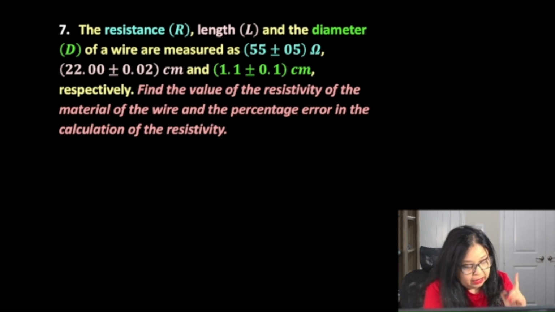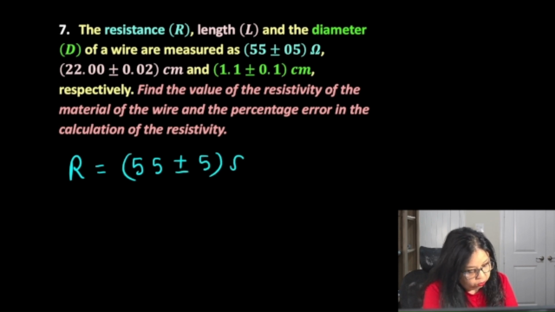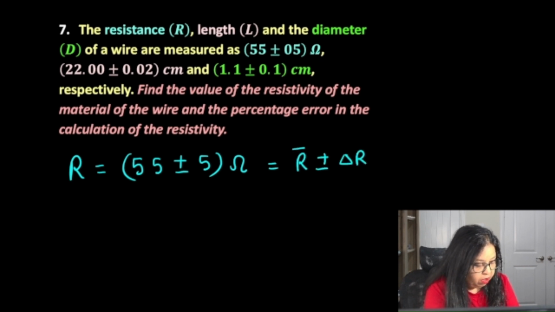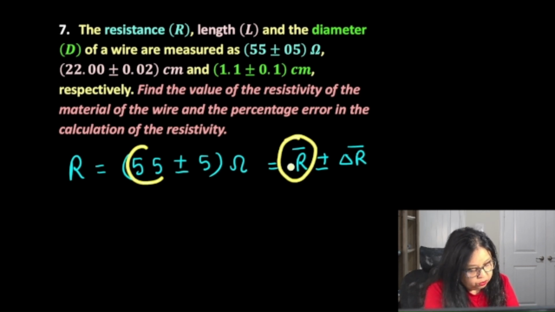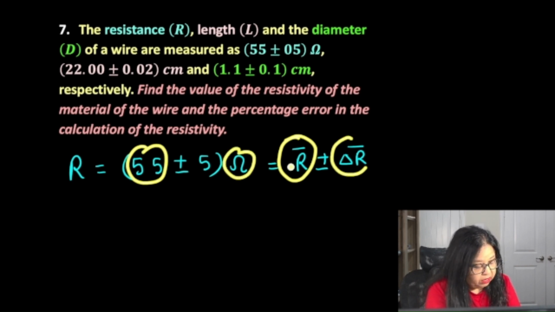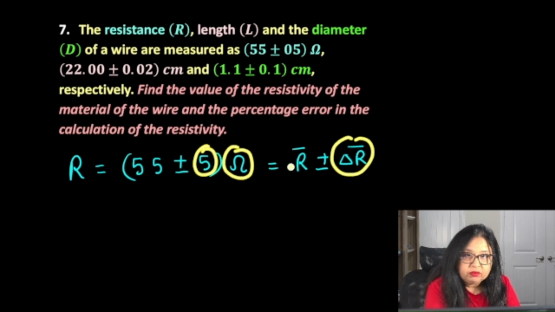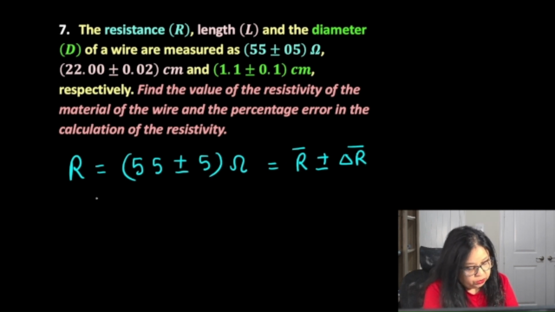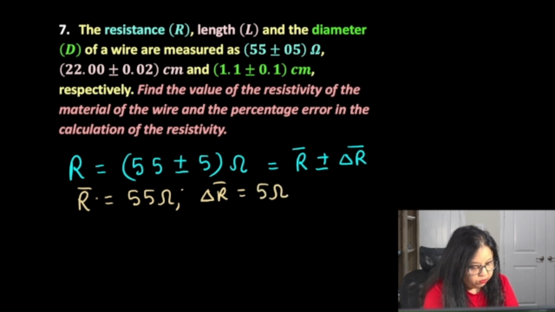Okay, very well. Let's write down what is given to us. We're given the value of the resistance R. It is equal to 55 plus minus 5 ohms. So this is basically R bar plus minus delta R bar. By simple comparison, you can see that R bar should be equal to 55 ohms and delta R bar should be equal to 5 ohms. So from here, R bar equals 55 ohms and delta R bar equals 5 ohms.